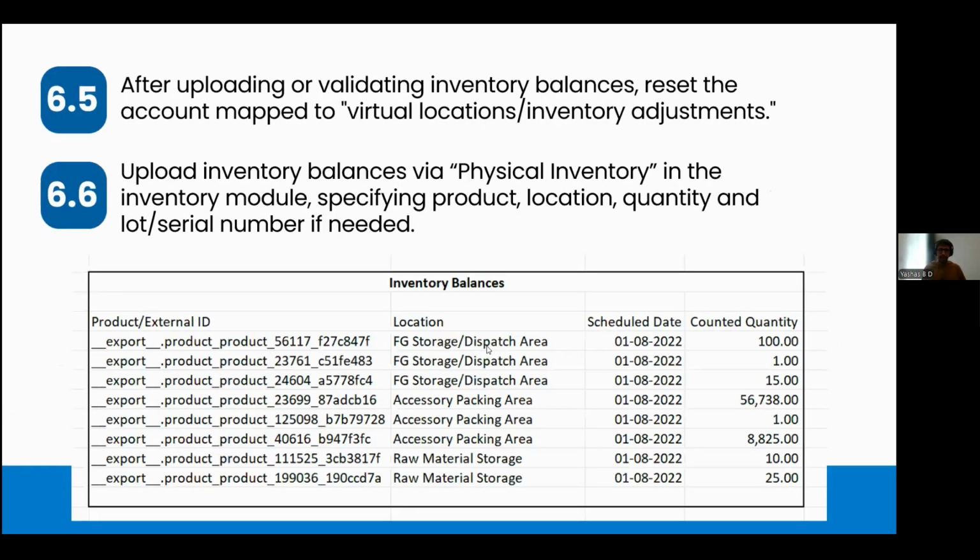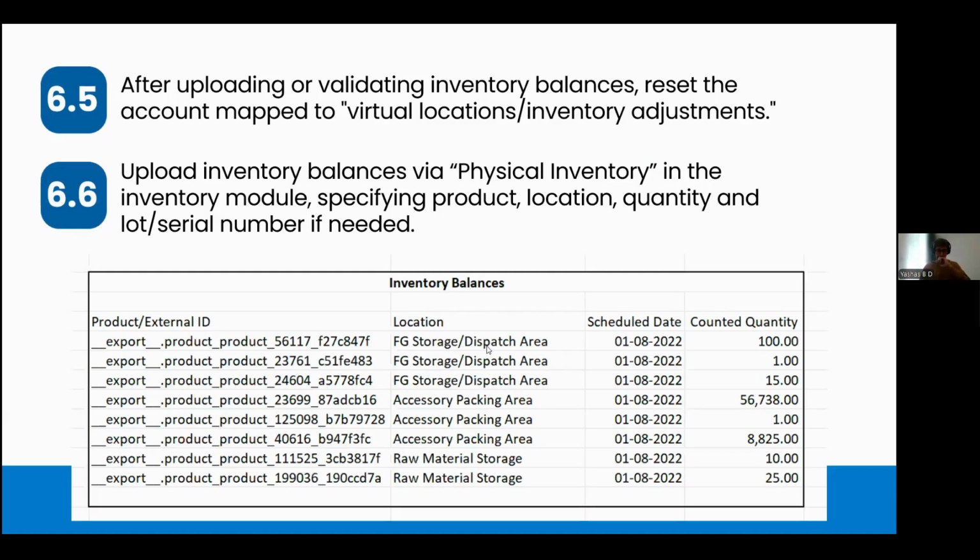Next, most importantly, you will upload the opening balances in the physical inventory menu. The opening balances will be uploaded in the physical inventory tab in the inventory module, where ideally product external ID or product names can be used, but I choose external ID, then the locations, then the exact date we want, and the counted quantity. The same product can be available in multiple locations, no problem, but the cost needs to be maintained as one in the product masters.